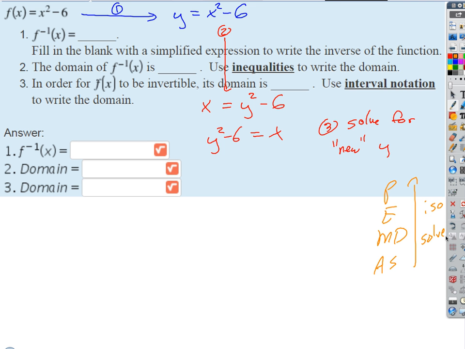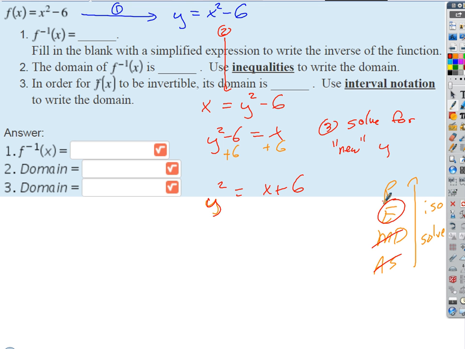So the first step is, do we need to add or subtract anything to get that y by itself? I'd add 6, wouldn't I? Add 6 to both sides, and that's going to give me y squared equals x plus 6. So we can cross that step off. There's nothing to multiply or divide, is there? You can cross that step off, but then we get up to exponents.